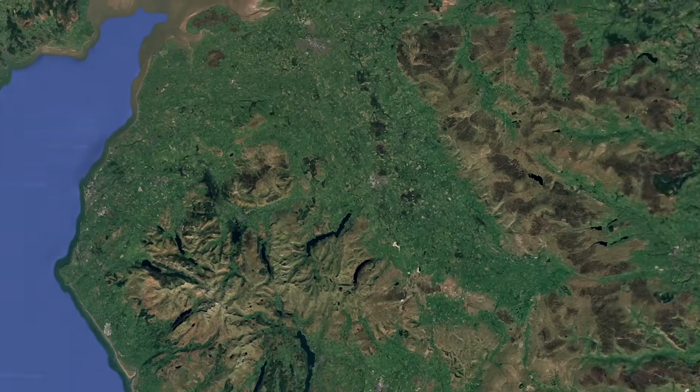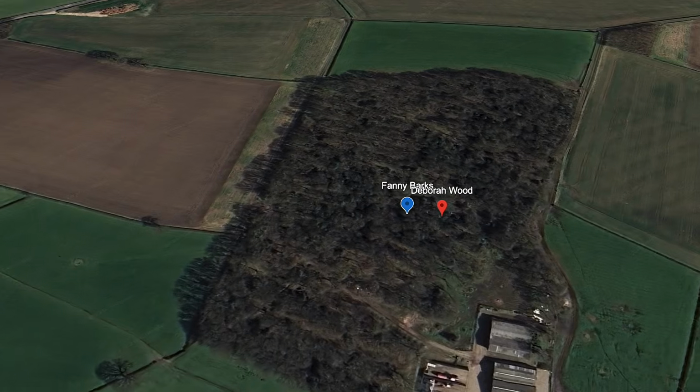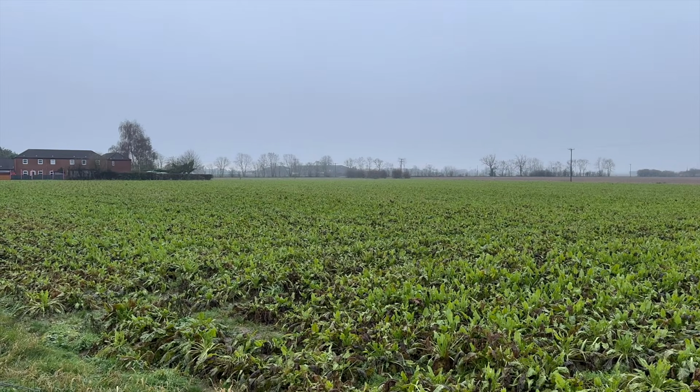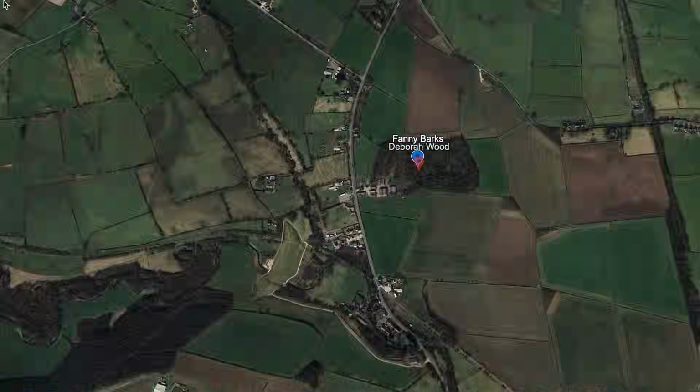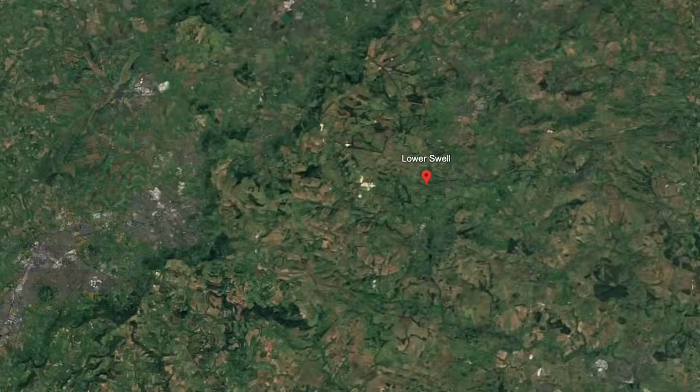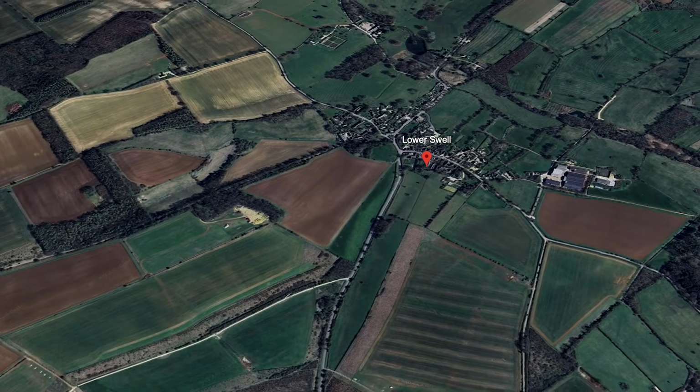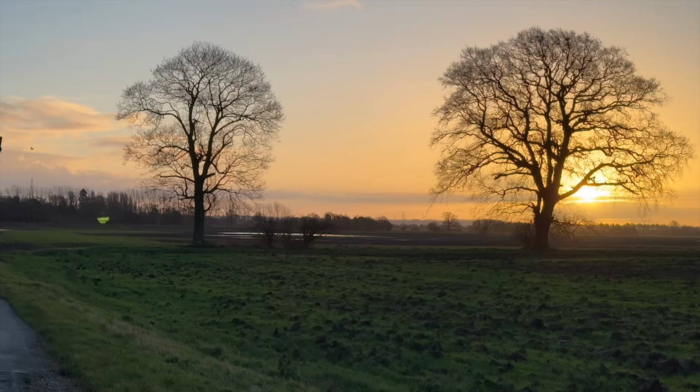Move east to County Durham, around places like Fanny Barks, and you start to see more mixed soils with clay layers interspersed with sand and stone. Resistivity becomes more variable, meaning results can change significantly, even across short distances on the same site. Drop down into Lower Swell in Gloucestershire and you are into limestone and chalk dominated ground. These soils drain extremely well and often dry out in the summer. The result is much higher resistivity, and earth electrodes can struggle unless depth, spacing and electrode types are carefully considered.